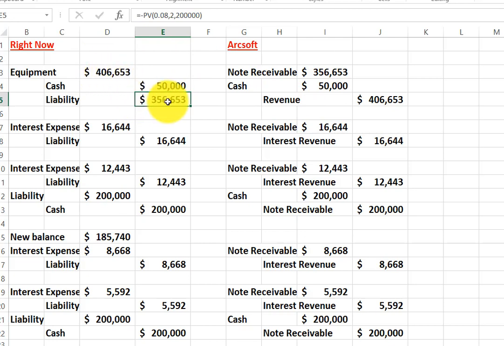So the equipment, the thing we have to look at is a present value again of two payments, 200,000 at 8%. So that's not 400,000, it's 356. Paid cash of 50. So the total equipment is the present value of those future cash flows. Same thing on the seller side. Their note receivable or account receivable is for that, should match. And the revenue should be the total of the cash received plus the future payments, so the present value of those future payments.